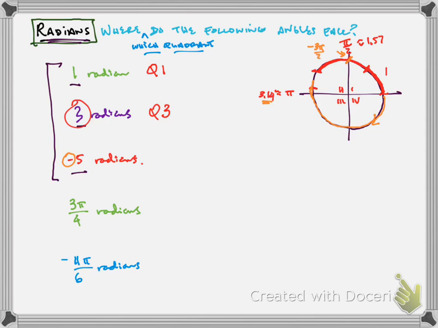And so if I type in negative 3 pi over 2, I get about negative 4.71, which tells me that negative 5 is going to actually be further over here. And so negative 5 radians falls in quadrant 1.